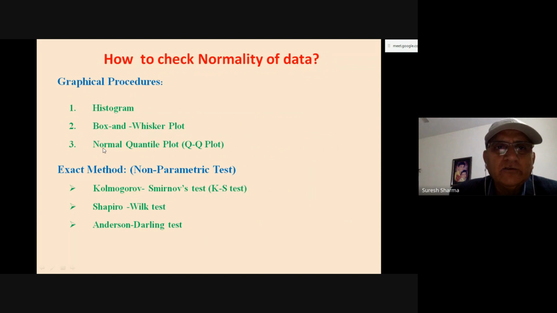The third type of plot is called a normal quantile plot. We will also do it today. So you can draw the quantile plot. And if your points are along a straight line, then again, it will verify that your data is coming from a normal distribution. Now, of course, graphical procedures are much more powerful to check the normality of the data.